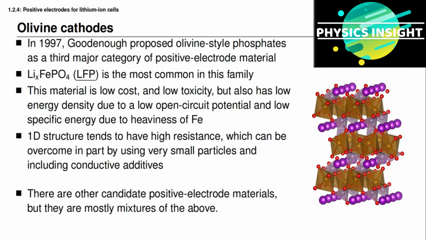There are different candidates for positive electrode materials, but I've shown you the most common ones. Most of what you see that's different from this are simply mixtures of these where some optimization has taken place to attempt to get the most desirable properties from 2 or 3 different materials at the same time by combining them in what we call a blend electrode.